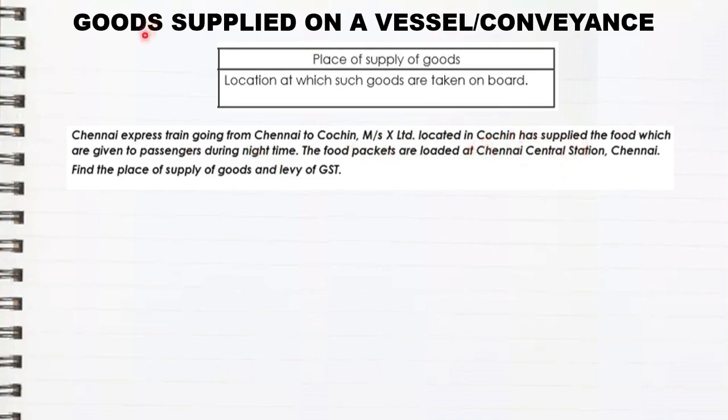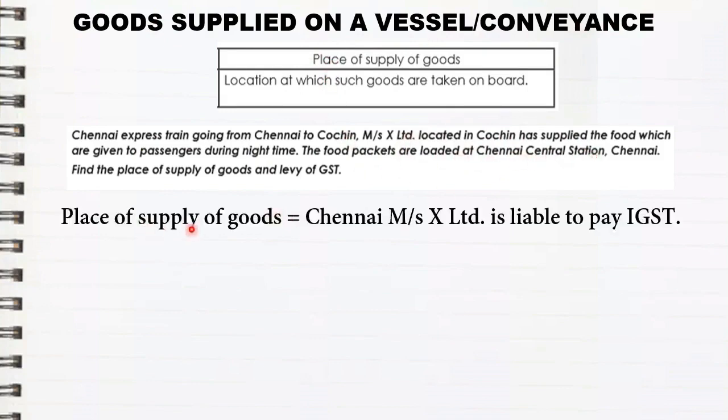Now, according to the rule, where goods are supplied on a vessel or conveyance, the place of supply will be that place at which the goods have been boarded. So here the goods were loaded or boarded at Chennai Central Station. So here the place of supply of goods will be Chennai, and X Limited is liable to pay IGST at Chennai.